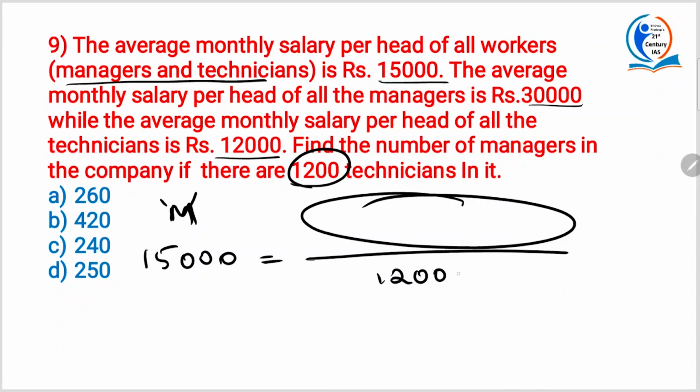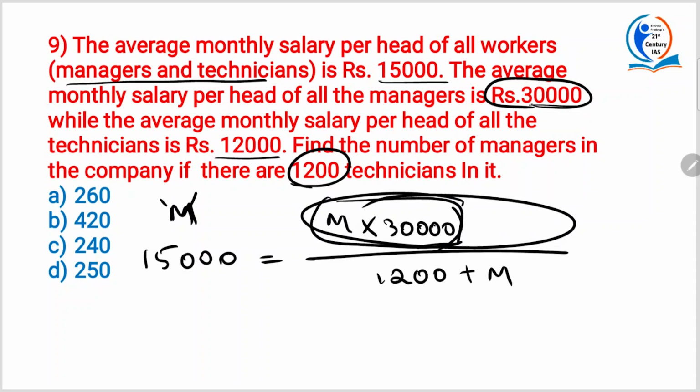So the total number of people is 1200 plus managers. Now what is the total salary of managers? It is M into what one person will get, which is 30,000. So M into 30,000 will be the total salary that all the managers together are getting. The sum of the salaries of managers is 30,000 into M, plus the sum of salaries of all the technicians put together, which is the number of technicians, 1200, into 12,000.